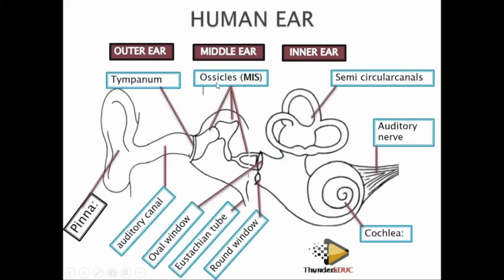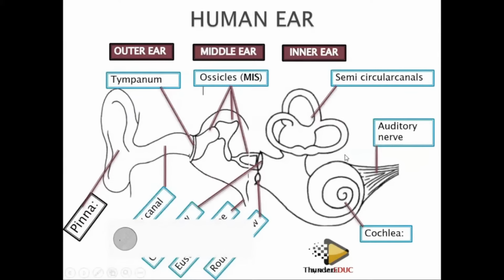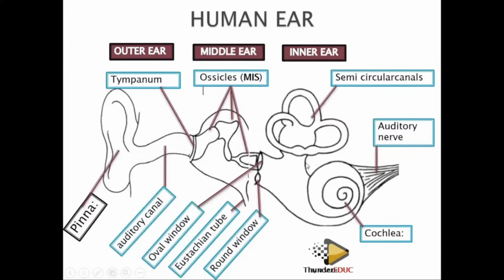And then you have the other part of the ear, which is responsible for balance. We call it the semicircular canals. So basically, these are some of the parts which we need to look at in the ear. Then we need to know the function of each so that we can understand the functioning of the ear.